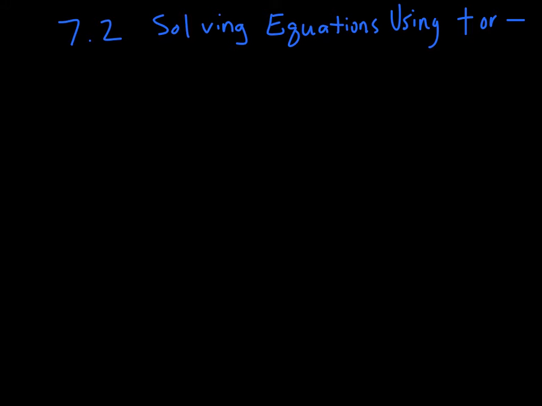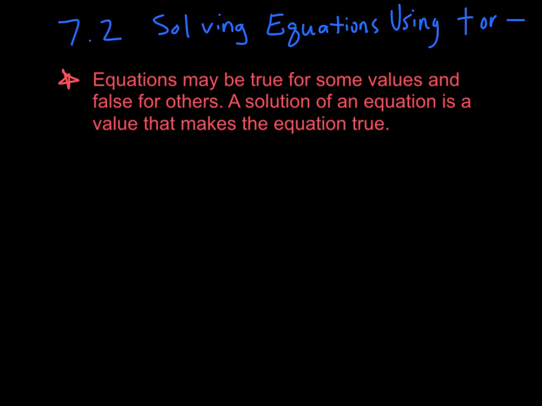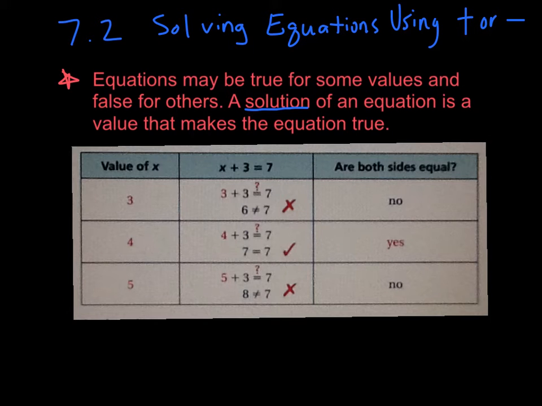All right, 7.2 is solving equations using addition or subtraction. So equations may be true for some values and false for others. A solution, and this is another key word, of an equation is a value that makes the equation true. So this will give you an idea of what we're talking about: equations can be true, they can be false.